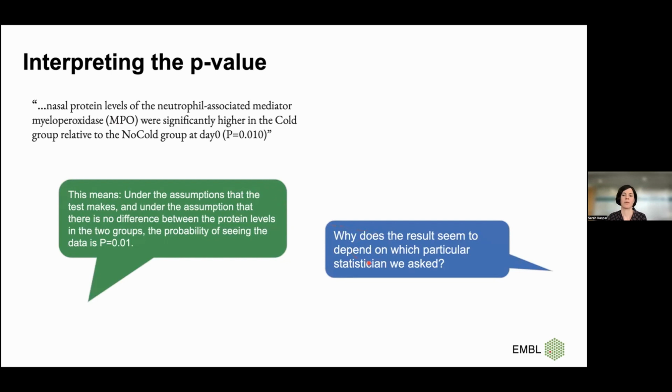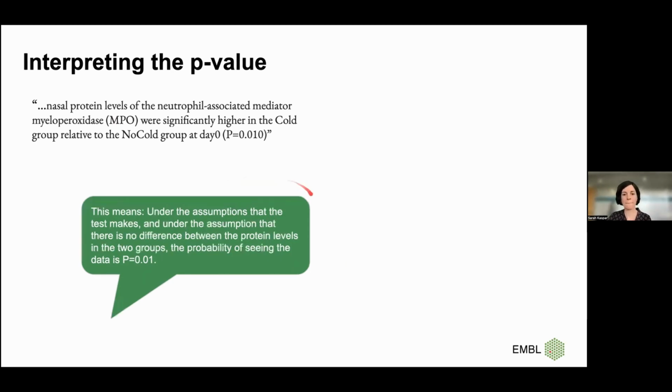So if you were wondering why results seem to depend sometimes on which particular statistician we ask, the answer is partly here in the assumptions that the test makes, because here you can always debate. If you want to argue about some statistical results, you can challenge the assumptions and discuss them. Also, it might depend on how exactly you phrase your research questions. From my experience, I spend a lot of time discussing with researchers what their actual question is and what the according test should be in the end.